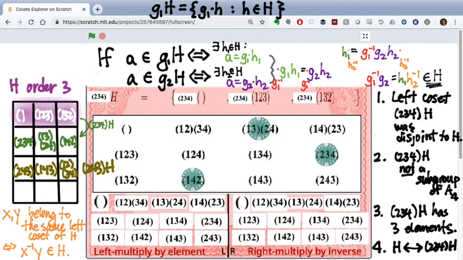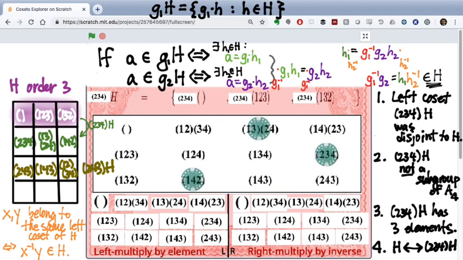How do you think I'm going to get this last row? Yeah, multiply by any element that doesn't already exist in my chart. We know that since the cosets are disjoint, that remaining element has got to be a part of this last coset. But then, because any element in that coset can represent that coset, any of my three remaining elements can be a representative for this last row. So what would be an example?